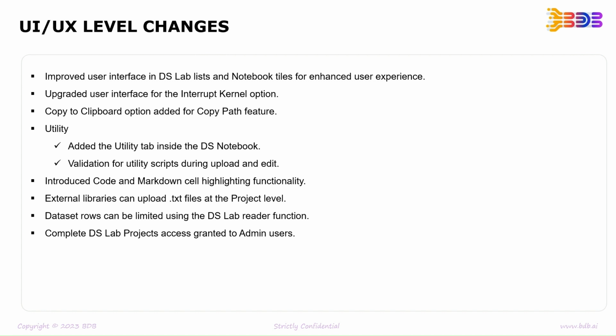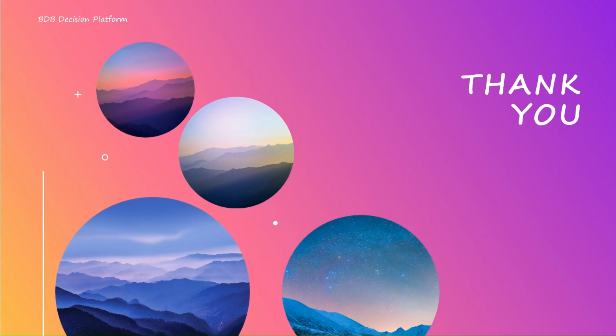Discover the new Utility tab inside the DS notebook for utility scripts and validations. Enjoy code and markdown cell highlighting for improved readability. External libraries can now upload .txt files at the project level for better file management. Take control of your datasets by limiting rows using the DS Lab Reader function.